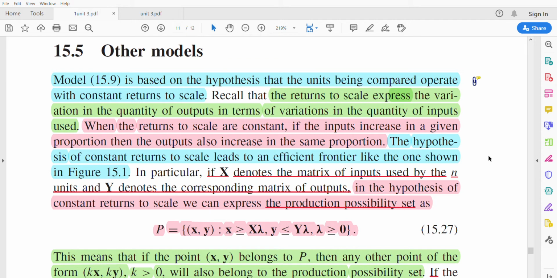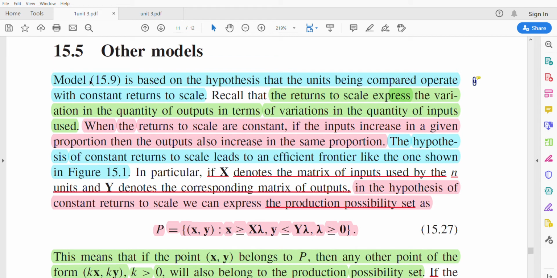This is giving the other model in this topic, and it is based on the scale which is returning constant units compared, meaning the hypothesis is constant returns to scale. When the scale is showing high, it means it's the highest rated component. Whenever a scale is showing the highest rated component, then that is obviously the efficient one.